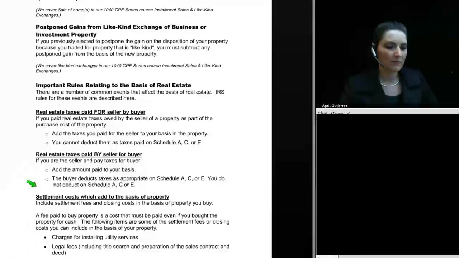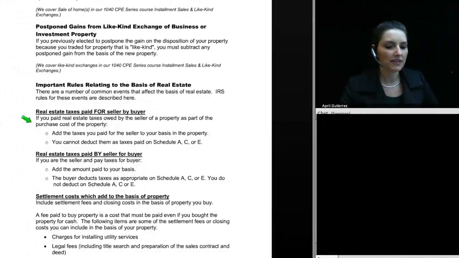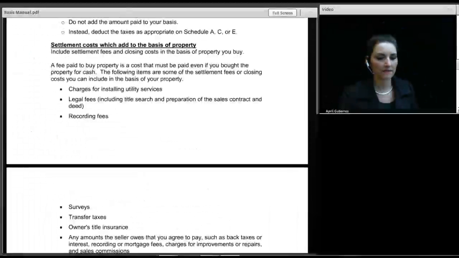And the opposite of that is real estate taxes paid for the seller by the buyer. If you pay real estate taxes owed by the seller of a property as a part of the purchase cost of the property, you add the taxes you pay for the seller to your basis in the property, and you cannot deduct them as taxes paid on Schedule A, C, or E.